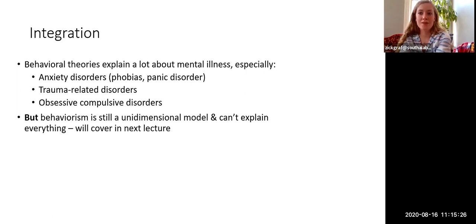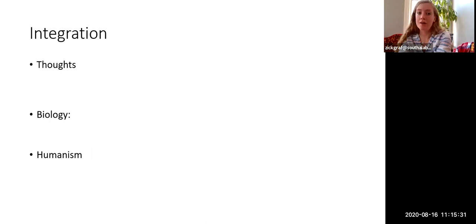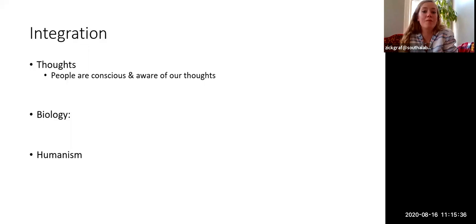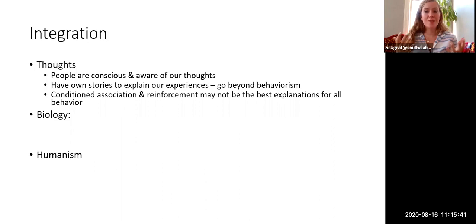The first one is thoughts. So humans are conscious. We're aware of our thoughts. We tell ourselves stories to explain our own behavior. And those stories aren't usually behavioral. Even if conditioned associations and environmental reinforcement actually explain a lot of our behavior, that's not our explanation for our behavior. It's not what we think we're doing when we're engaging in behaviors.